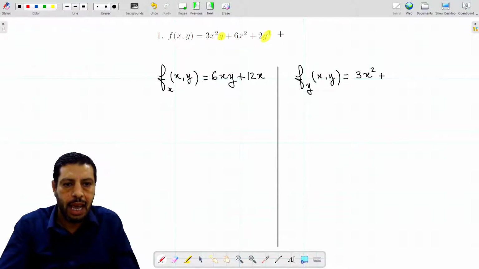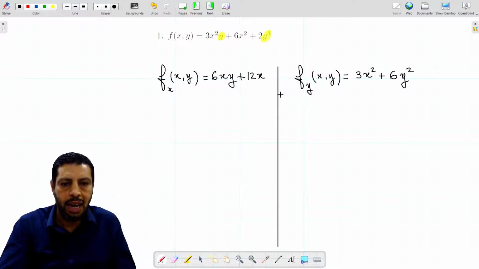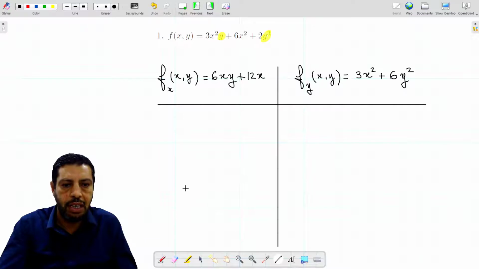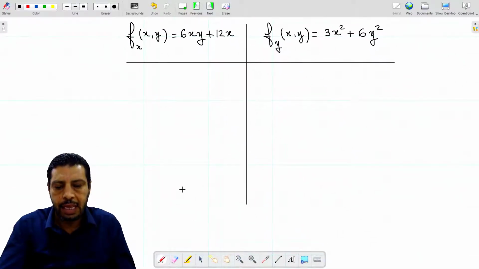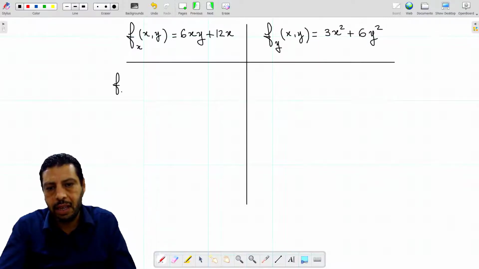Plus, in the third term, we have y cubed. Its derivative with respect to y is 3y squared, multiplied by 2, it gives 6y squared. Now we are done with the first order partial derivatives. We're going to move to the second order partial derivatives. As I said, you have 4 second order partial derivatives, which are fxx. It means you're going to make the derivative with respect to x twice, of x and y.